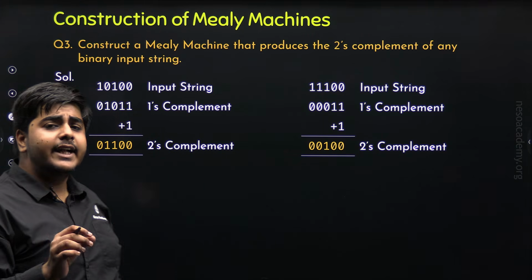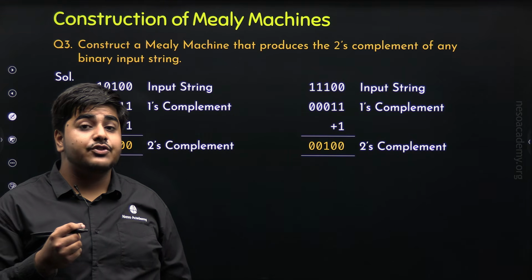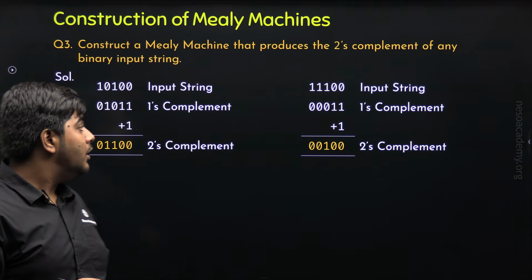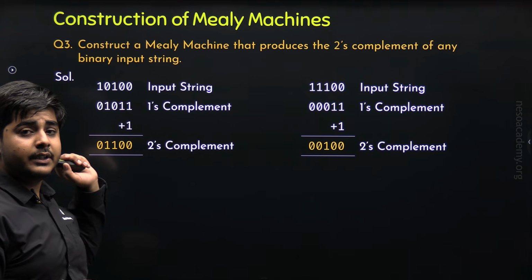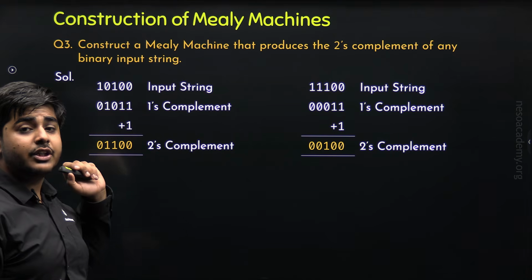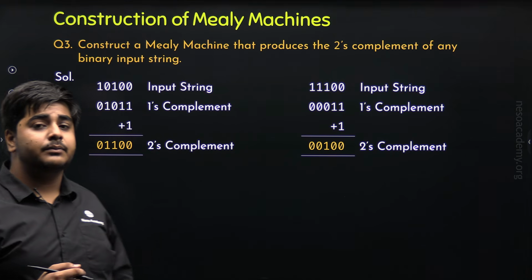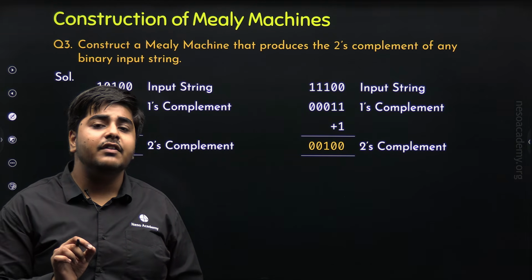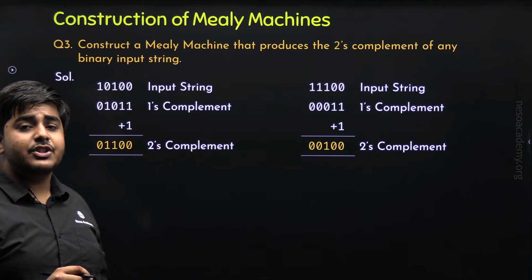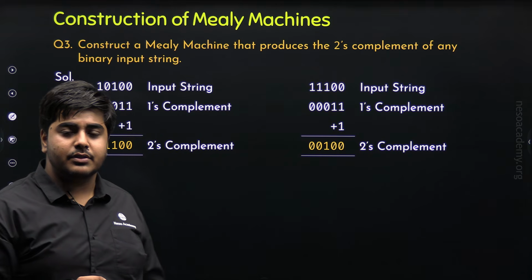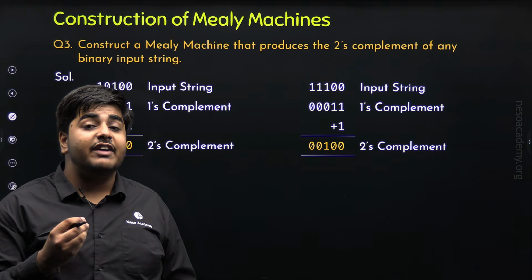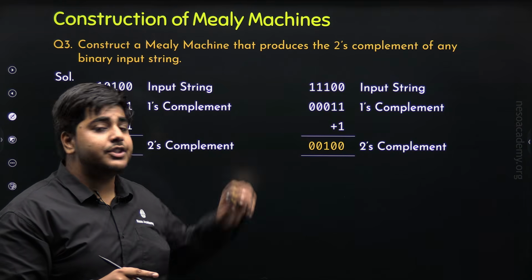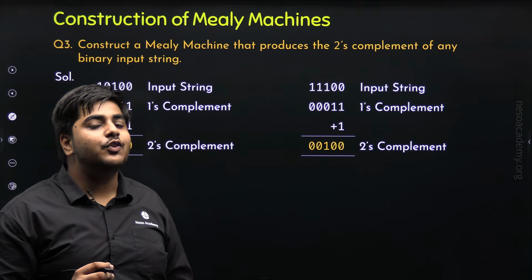Now, do you think it is convenient for us to construct a Mealy machine with this logic? That is, first we find the ones complement, then we perform the binary addition to get the 2's complement. No, it is not convenient at all. It is highly inconvenient to construct a Mealy machine performing these two operations. That is why we need to develop a different logic to calculate the 2's complement directly from our input string. Let's try to find out the logic.